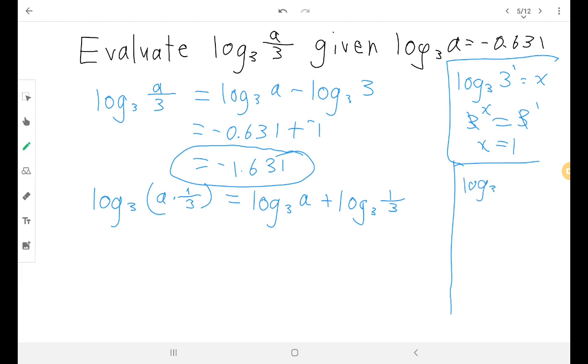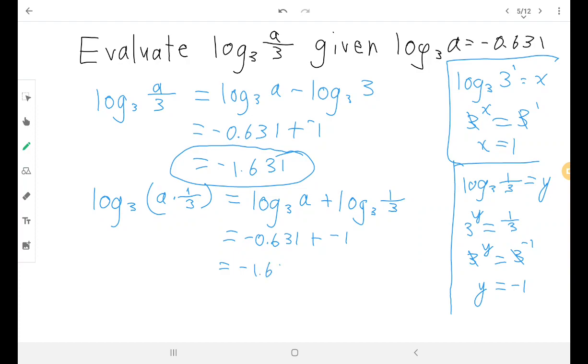Let's explore log base 3 of 1/3. Let's set that equal to some y instead, so that I'm using a different variable this time. That's a base of 3 raised to the answer equals 1/3, and then 1/3 is like saying 3 to the negative 1 power. So then I can ignore the bases, and y equals negative 1. So log base 3 of 1/3 equals negative 1. So again, I get negative 0.631 plus negative 1. And of course, that gives me negative 1.631 as my answer again. Of course, I'm going to get the same answer.